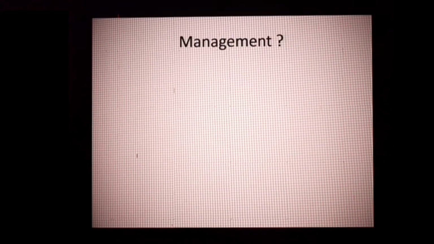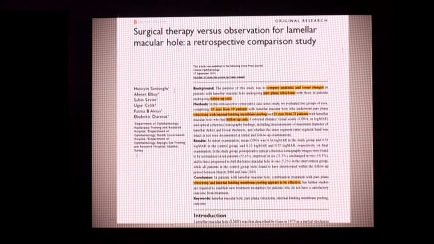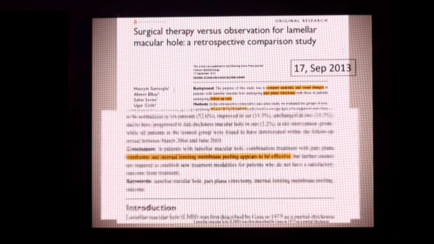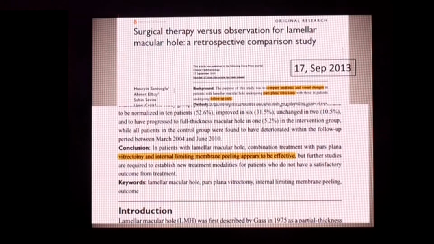What about management? With encouraging results of surgery with full thickness macular holes, the same technique was extended simultaneously to lamellar macular holes as well by a number of researchers. And you can see that there was a good response in those patients by these authors. Vitrectomy and ILM peeling appears to be effective, was what the consensus was during those days.